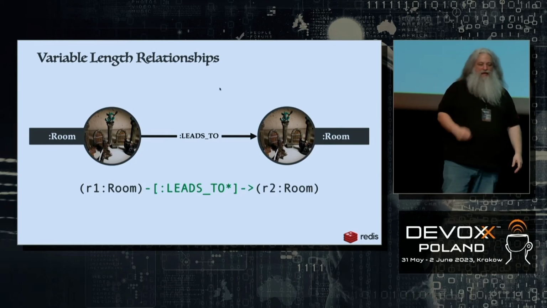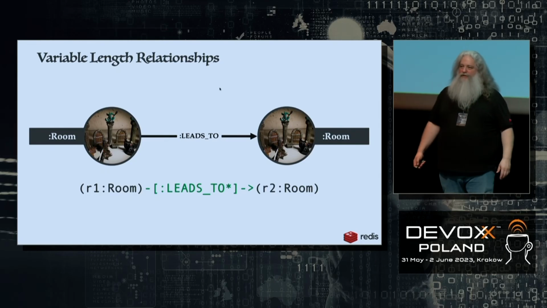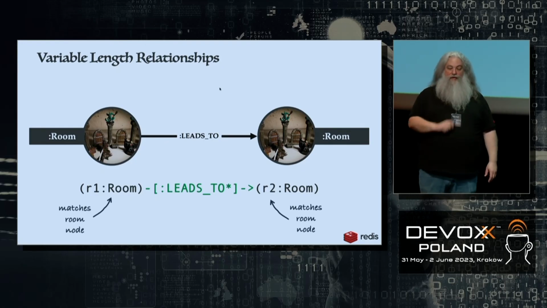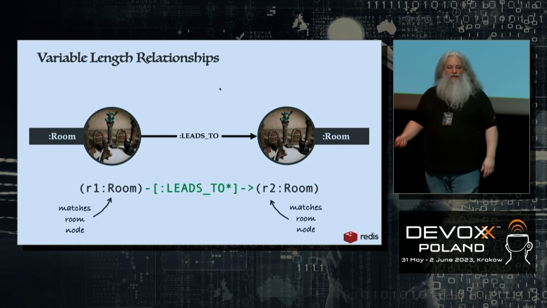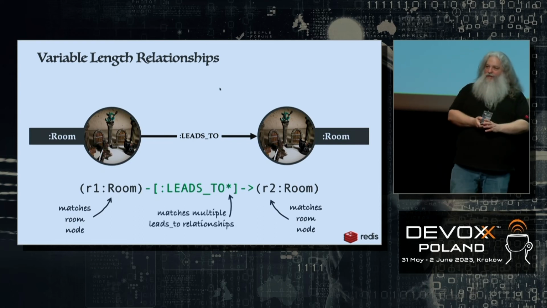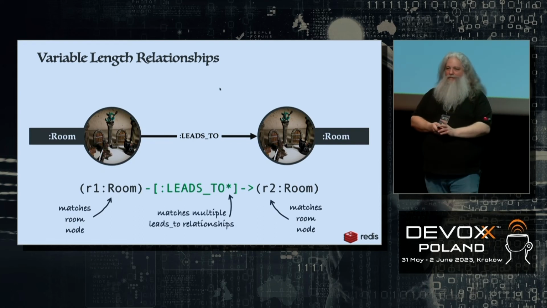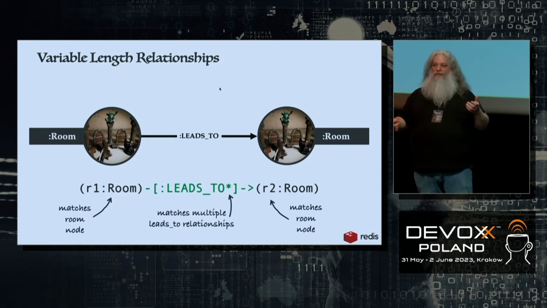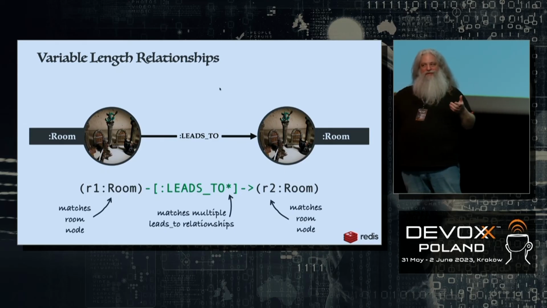is the syntax here. This is a matcher that says rooms that lead to rooms, and so this matches a room node, and this matches a room node. But that star there means something special. It means match multiple leads-to relationships. So match a room that leads to a room, but also a room that leads to a room that leads to a room, and so on.